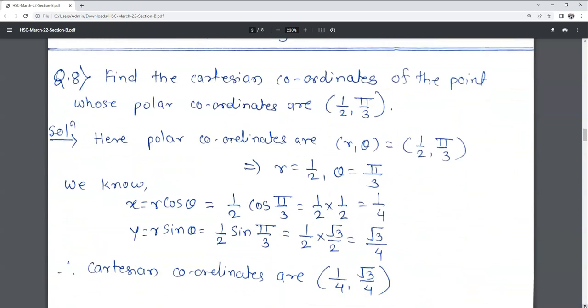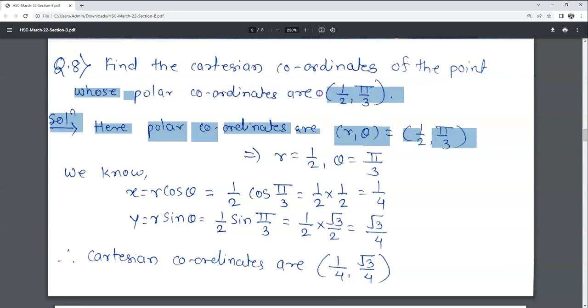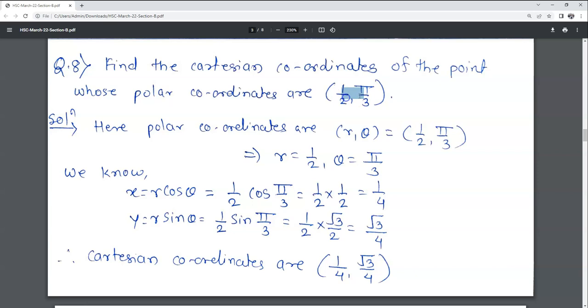The question number 8 says find the Cartesian coordinates of the point whose polar coordinates are (1/2, pi by 3). See, what are the polar coordinates and what are the Cartesian coordinates? Cartesian coordinates are x and y, and the polar coordinates are r and theta. X and y are basically lengths, whereas r mostly deals with the radius or vectors, and theta is the polar angle. Now here they have given the polar coordinates. That means the first is r and second is theta.